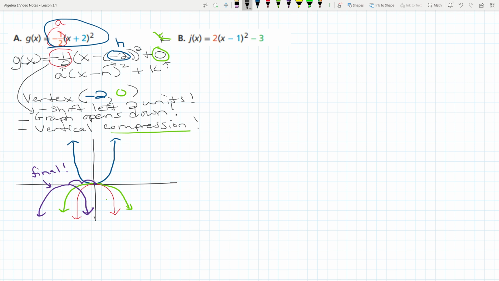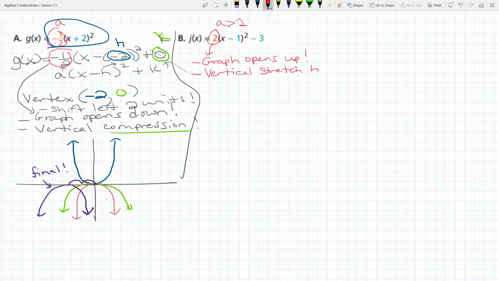Okay, so now let's look at the next one. So part B. We know that our A is 2. So this tells us that the graph is positive, so the graph opens up. Since A is greater than 1, which is 2, this tells us that we have a vertical stretch. So vertical stretch by 2.